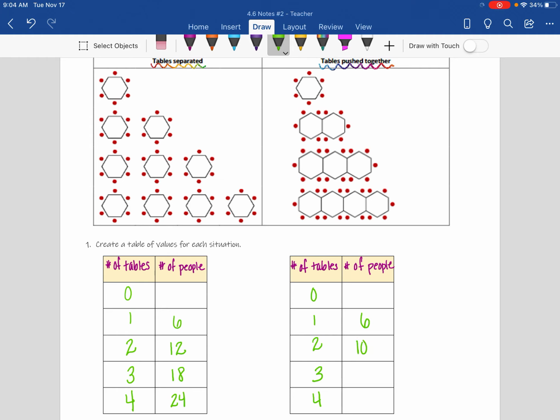If I look at the 3 tables pushed together, I have 2, 4, 6 at the top, 6 at the bottom, and 1 on each side. So that gives me 14 altogether. And then if I look at 4 tables pushed together, that gives me 2, 4, 6, 8 on the top, 8 on the bottom, and 1 on each side, so 18. Okay, so this is the data in the table that I've pulled from my picture.